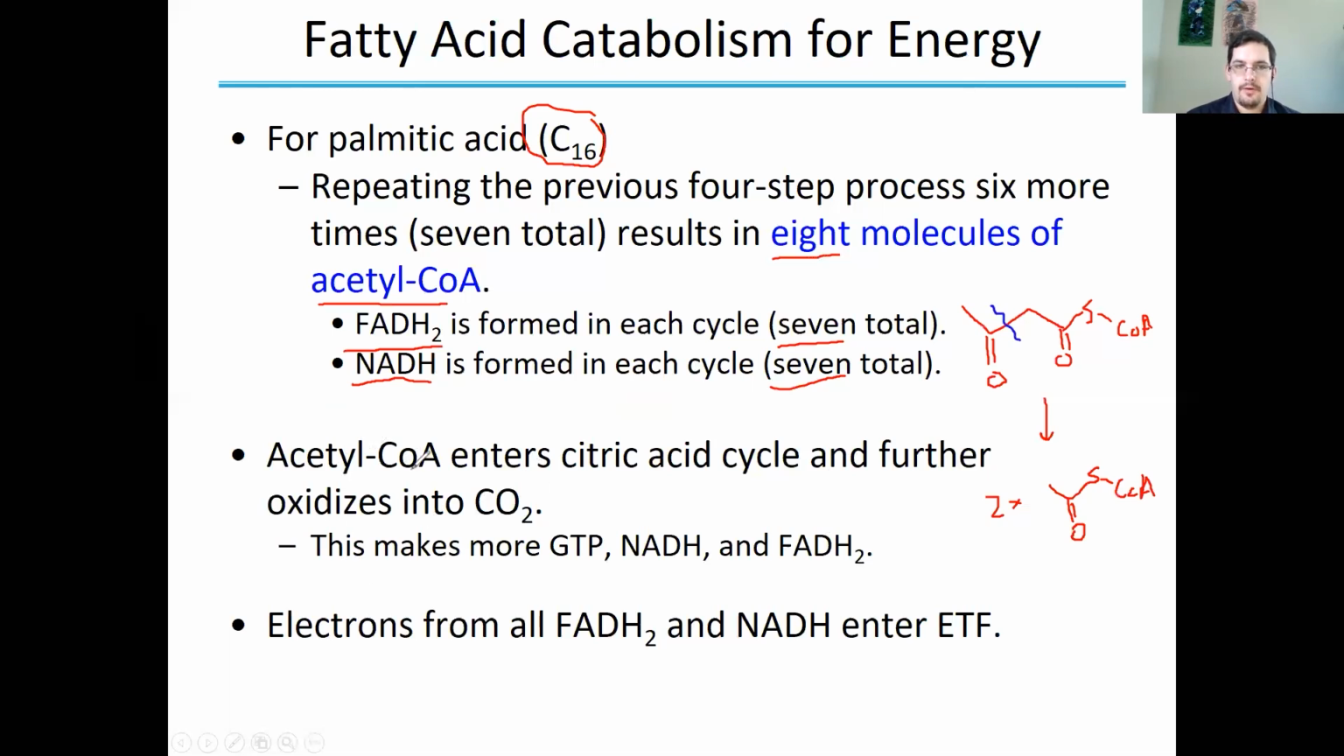And then each unit of acetyl-CoA will go into our citric acid cycle. Again, as I mentioned earlier, that would produce 1 GTP, 3 NADH, and 1 FADH2. And then all of our electrons from each of these will go into the electron transport chain where we do our oxidative phosphorylation.